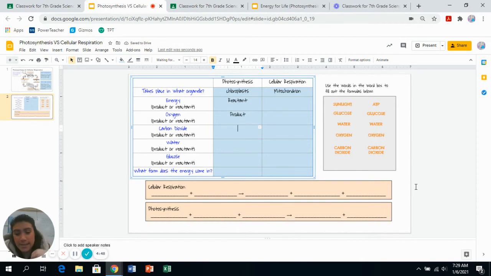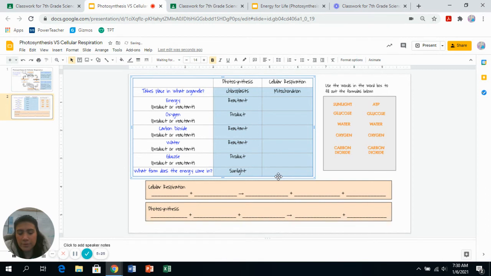Carbon dioxide is needed to go into it, so that is going to be a reactant. And then water is also needed for plants to create photosynthesis. So we know that that's going to be a reactant because it's going into the reaction. Glucose, which is the sugar, is then produced with that oxygen as well. So we know that that is going to be a product. And then what form does the energy come in when we're talking about photosynthesis? We know that it needs energy from the sun. So it's going to be in the form of sunlight.